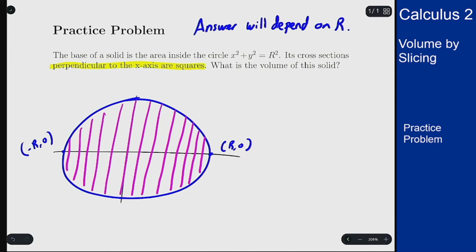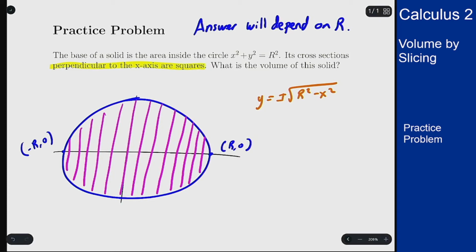Based on the equation for the circle, we can rewrite this as y equals plus or minus the square root of r squared minus x squared. And so the top curve is the plus version, and the bottom curve is the minus version. So what does that mean for how I want to set this up?